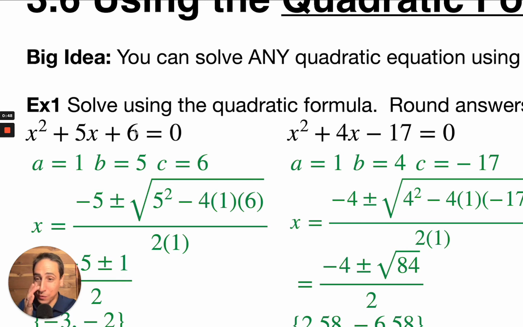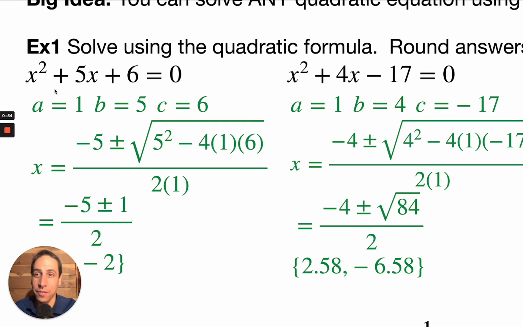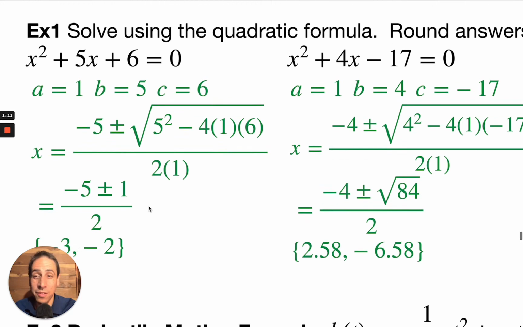X squared plus 5x plus 6 equals 0. So this is just some random quadratic equation. There's nothing special about this, but if you identify what the a value, the b value, and the c value are, that's 1, 5, and 6, you can plug them into the formula. X equals negative b plus or minus the square root of b squared minus 4ac all over 2a. And then all you got to do is simplify it, and those are your answers.